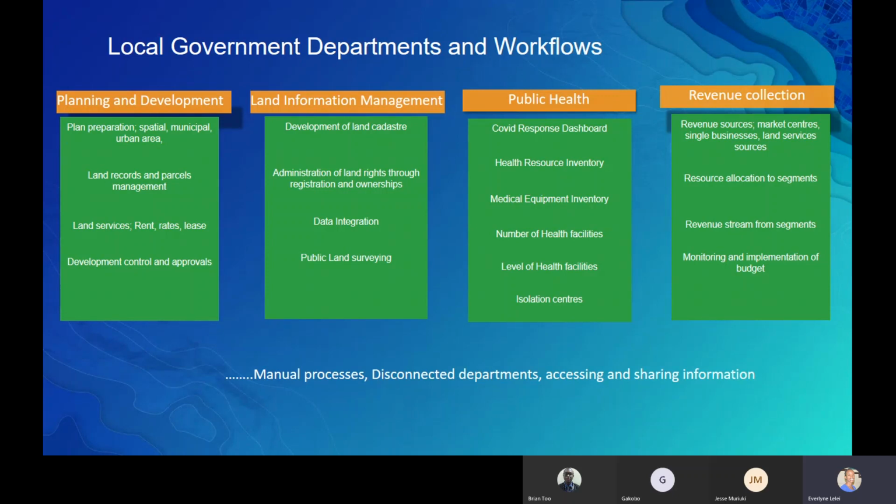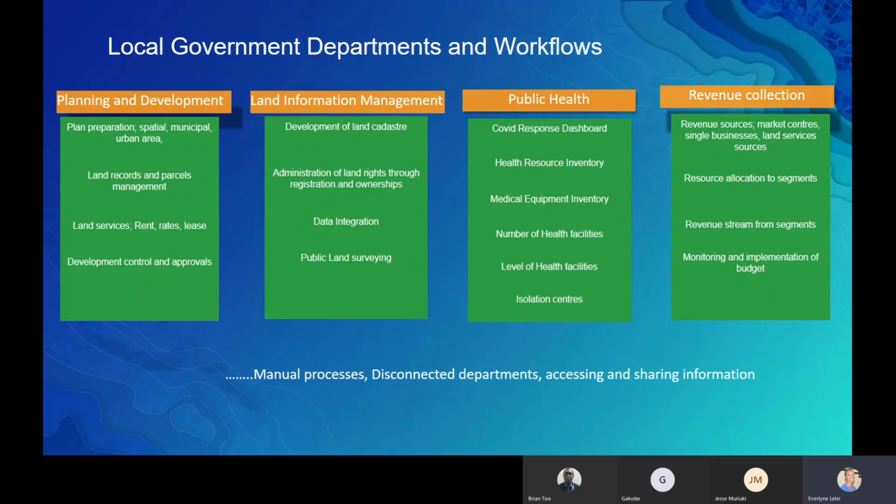What are the revenue streams from the different segments or sectors within the local government? Then, of course, we're also considering monitoring and implementation of the budget in all this. I just picked this for the purpose of this presentation, but we can actually talk of each and every department within the local government. At the moment, I think most of these processes are very manual. If you want any land services, you'll have to fill in a manual form and then physically make payments, apart from maybe a few counties that are already embracing an online kind of system. But most of these workflows are still very manual.